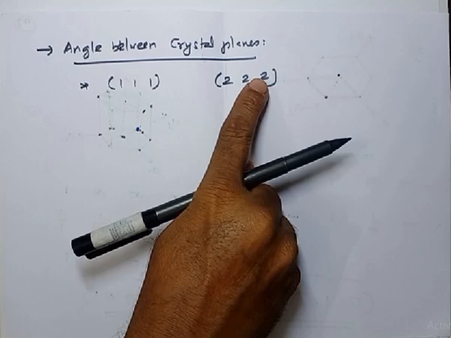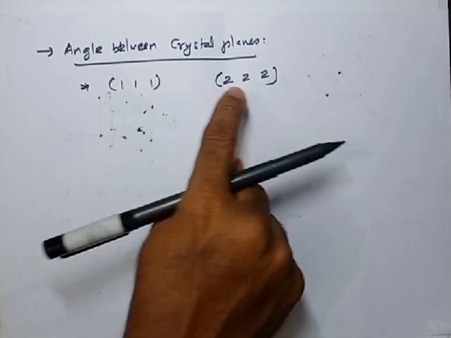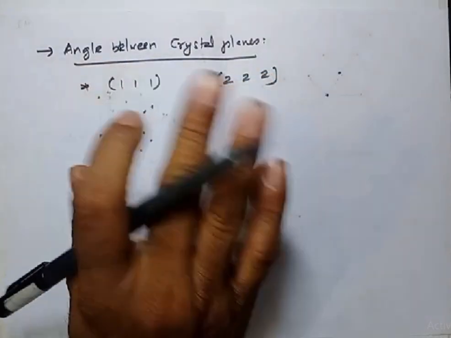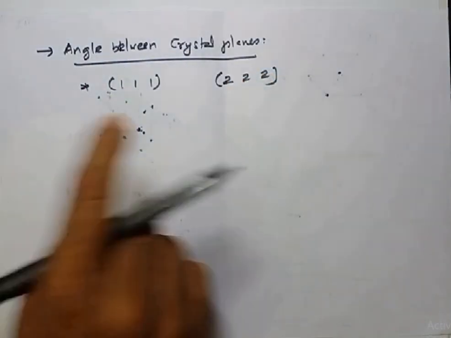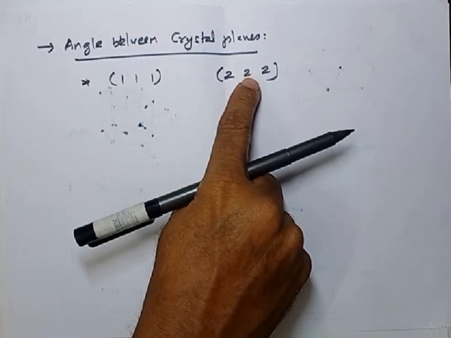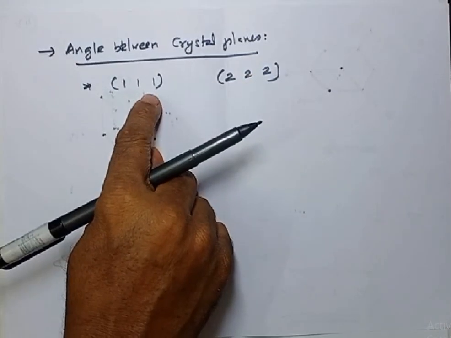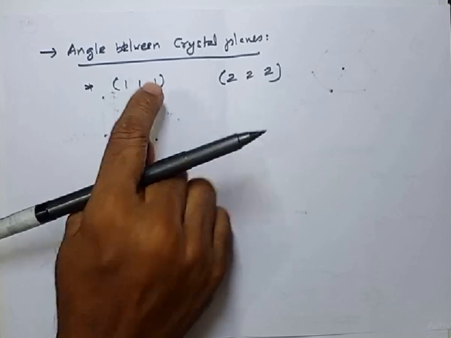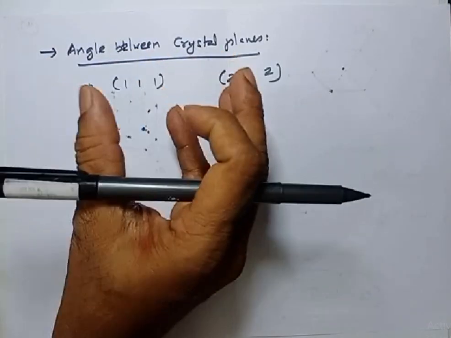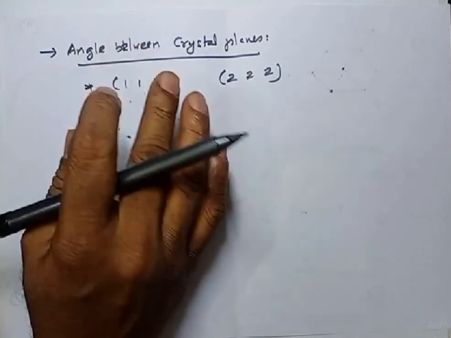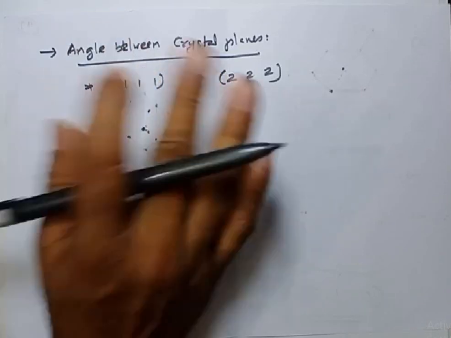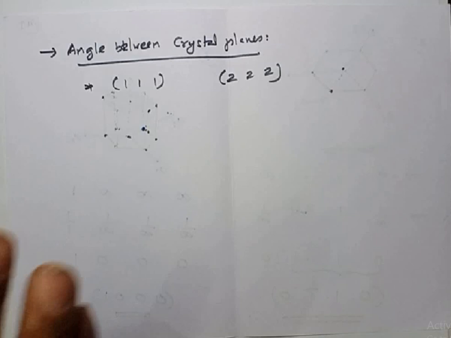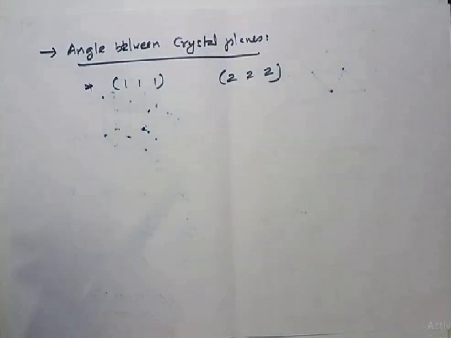Okay. Remember, these two planes are actually parallel. They are parallel planes but not equivalent. They are not equivalent because the size of this triangle and the area covered by that triangle are not equal in a given unit cell. Therefore, they are not equivalent but parallel planes. If they are parallel, we cannot find the angle. Okay, so keep that point in mind.